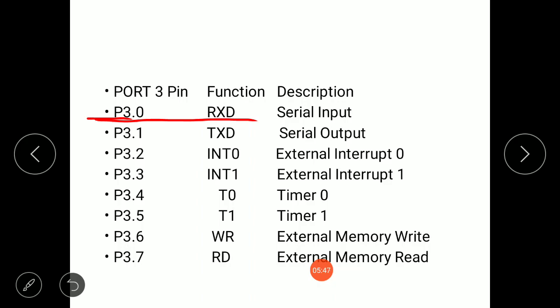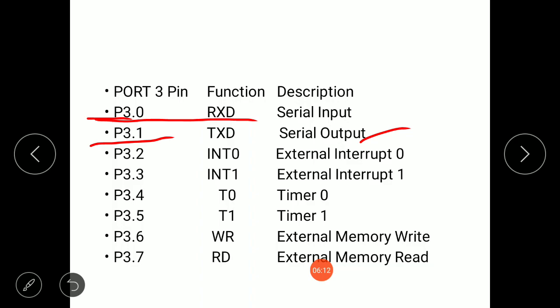Then comes the port 31 pin. The additional function of this port 31 pin is TxD. The full form is serial data transmit pin, which is the serial output pin. So through this pin, the microcontroller transmits data for serial communication.